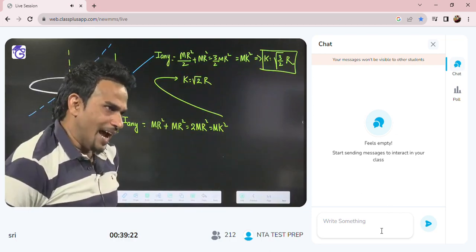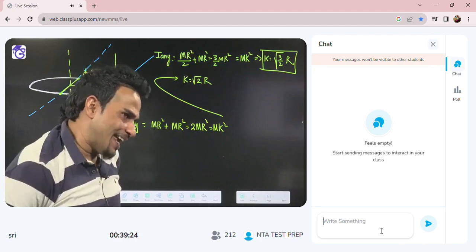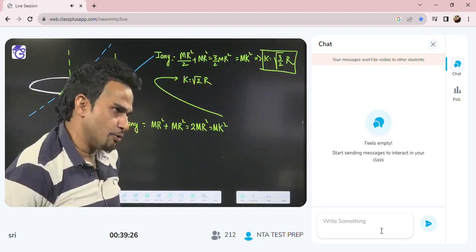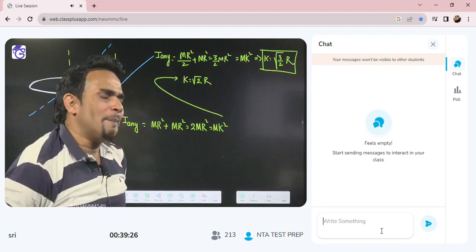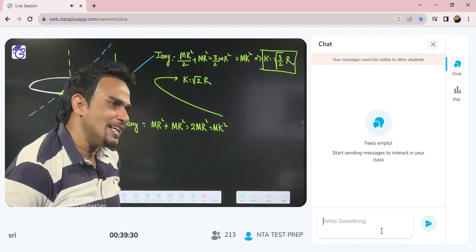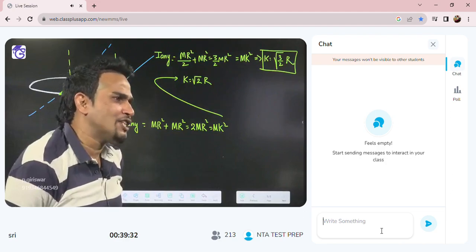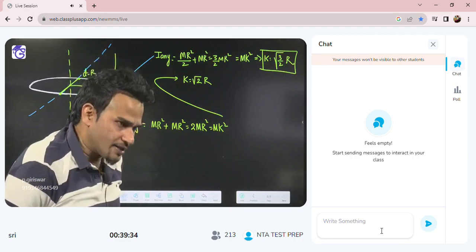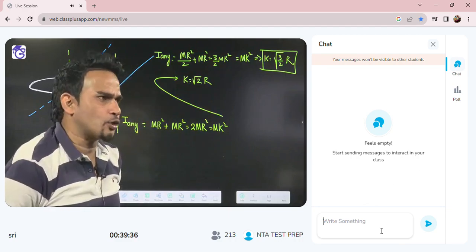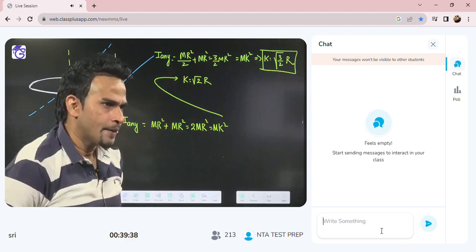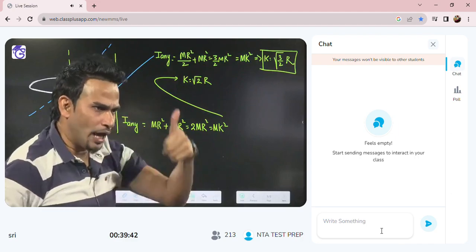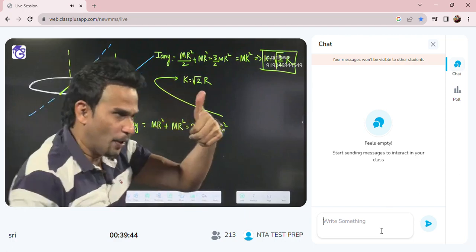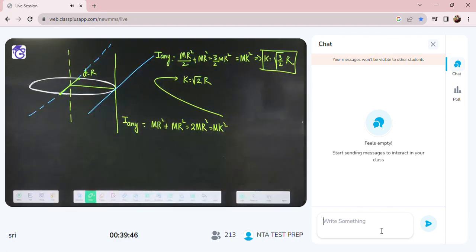Sometimes they ask I, sometimes they ask K, sometimes they ask the ratio also. So the game is of the parallel axis. I_CM will change if you change the plane of the axis. If you understood this, do the next question. I think everyone will be able to do the next one.